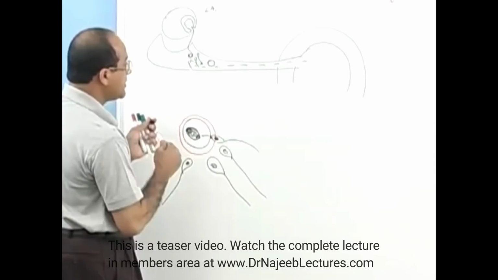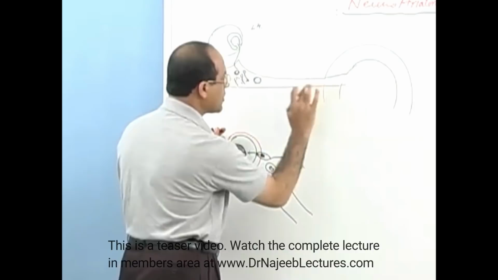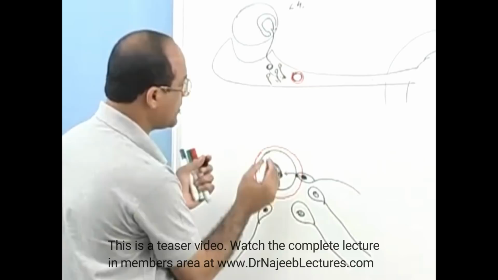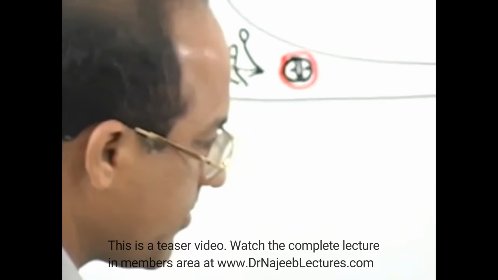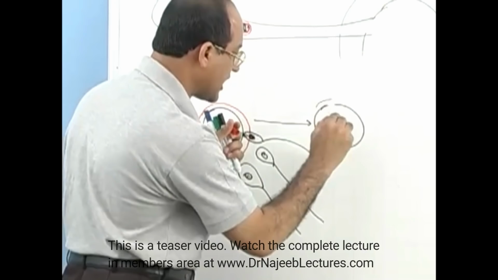That zona pellucida remains there. Zona pellucida is there, and this ovum divides into two cells, of course with mitotic division. It is the two-cell stage. Let's follow this line. This is the fertilized ovum, or you can say this is the zygote. Now this is the zygote.